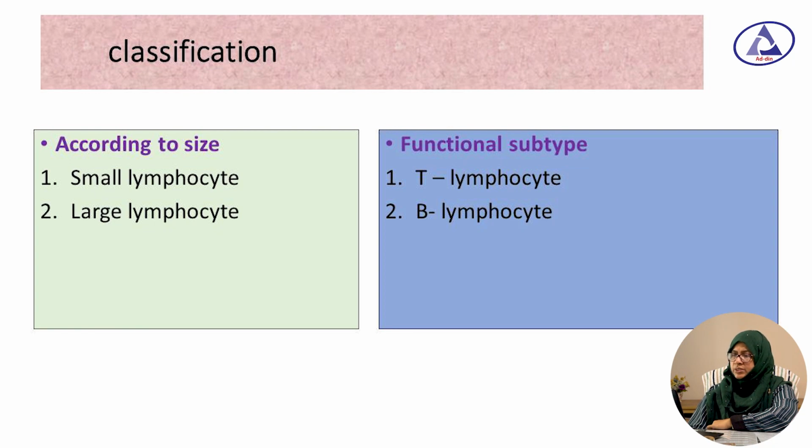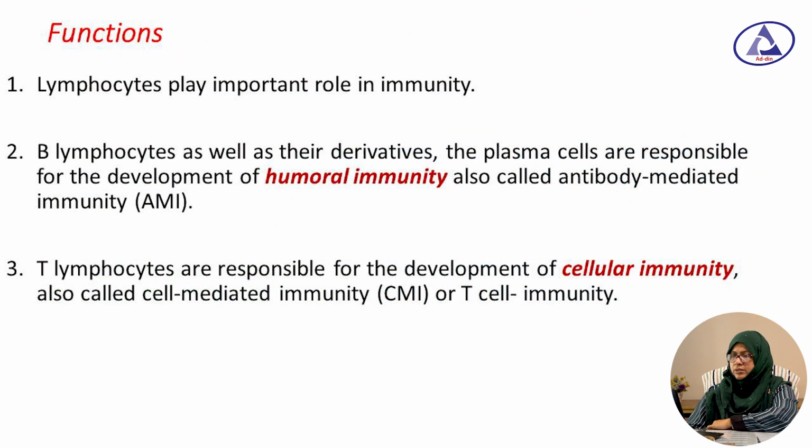You can classify lymphocytes in two ways: according to size, small lymphocyte and large lymphocyte, and according to function, T lymphocyte and B lymphocyte. So let us see what the functions are. Lymphocytes play an important role in immunity. B lymphocytes and their derivatives, the plasma cells, are responsible for the development of humoral immunity, also called antibody mediated immunity, and T lymphocytes are responsible for the development of cellular immunity, also called cell mediated immunity or T cell immunity.